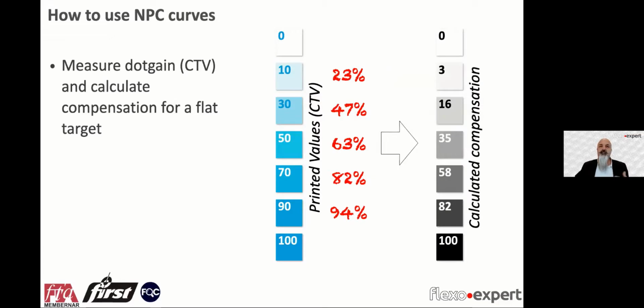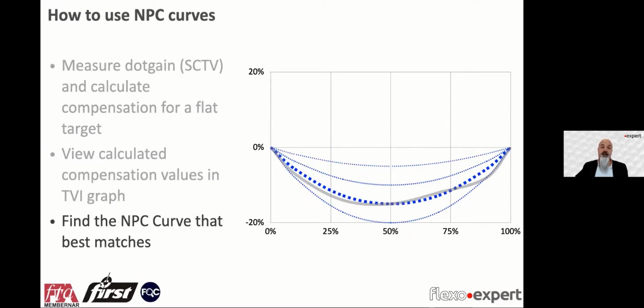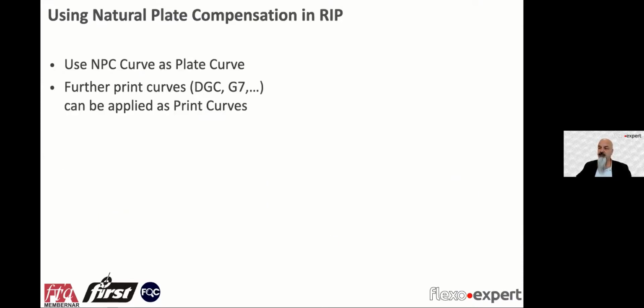So here is an example of how to use the NPC curves. First, we start by measuring in CTV the tone values of the patches from a linear plate, and we calculate the compensation aiming to a linear target. We view the compensation in TVI, okay, and we select the NPC curve that best matches the compensation. We would then use the values of that NPC curve in the RIP. Of course, the NPC can be also automatically calculated out of the calculated compensation values.